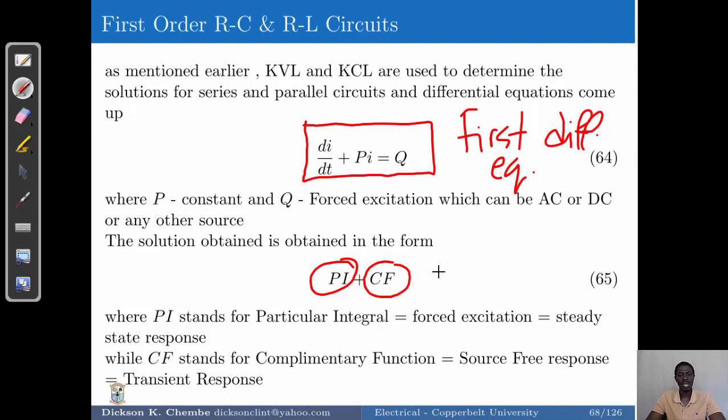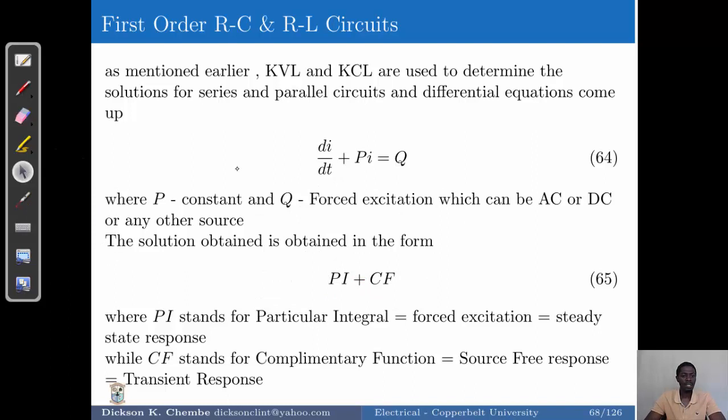a complementary function. But because the forced excitation here in this case is equal to 0, for the first order circuits that have a source-free response, you're going to only have the complementary function as a solution. But when you have the forced response or the forced excitation, then you're going to have a combination of the particular integral and the complementary function.